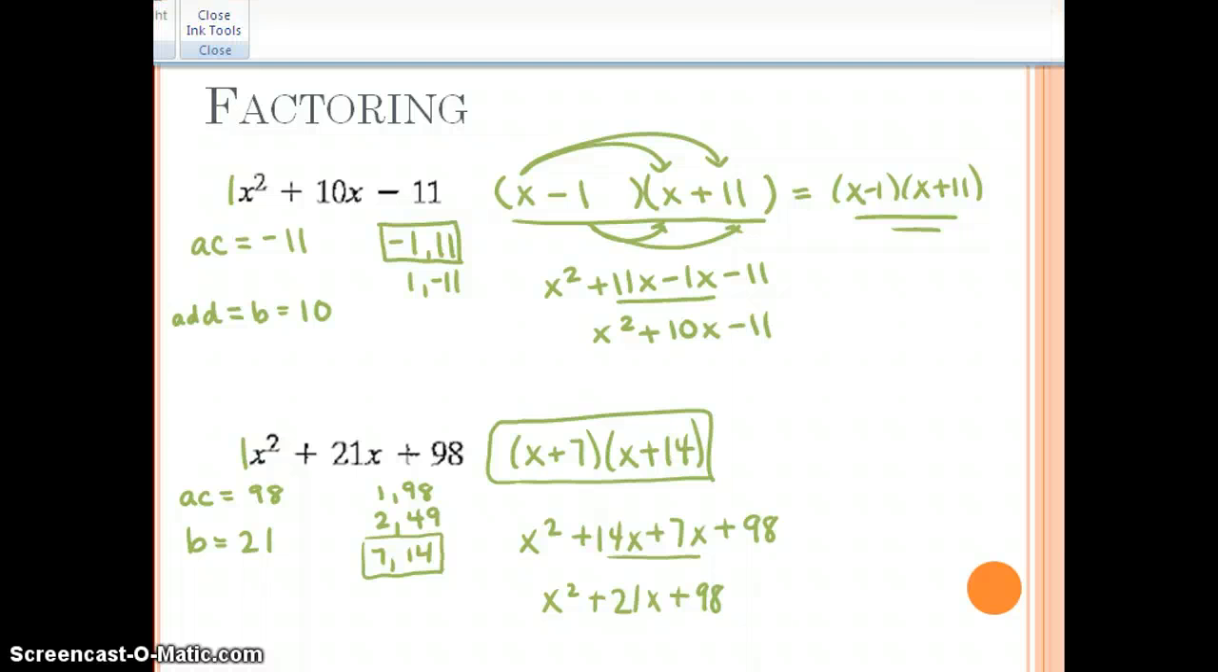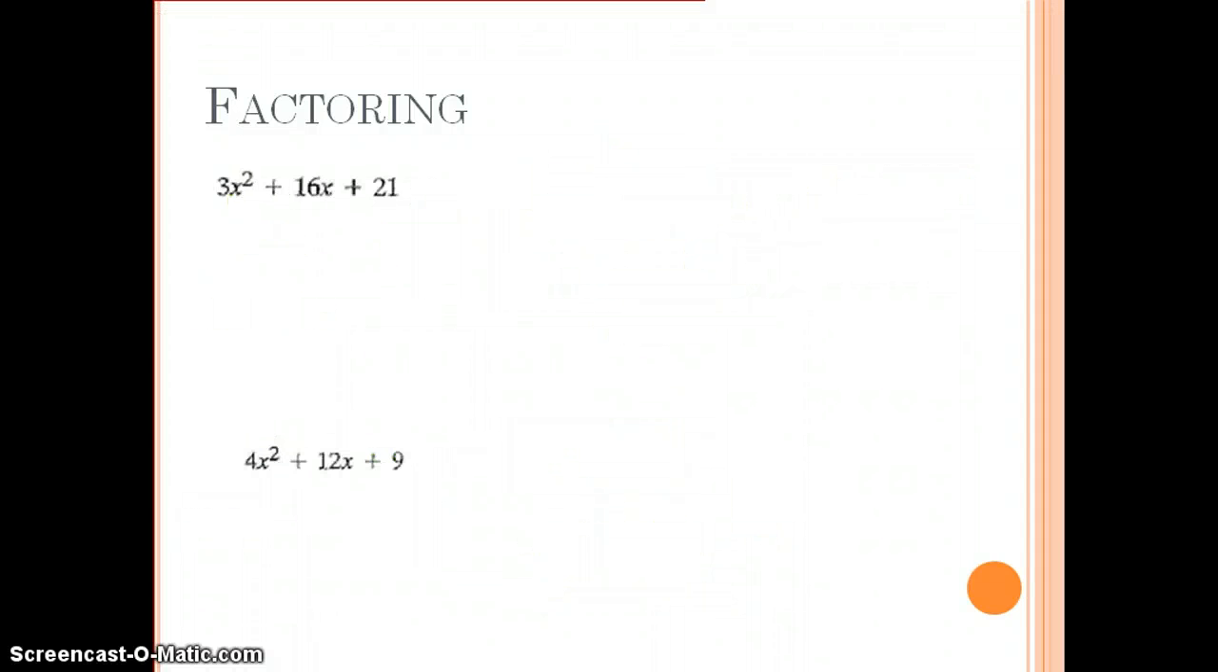Okay, our next example is really the same type of thing. We're still going to be trying factoring, and first you look for a greatest common factor, and I don't notice one. So then if you don't notice the greatest common factor, you look at, again, your A term. So A is 3, and C is 21, so you do A times C, and 3 times 21 is 63, and then you look at the B term, B is 16.